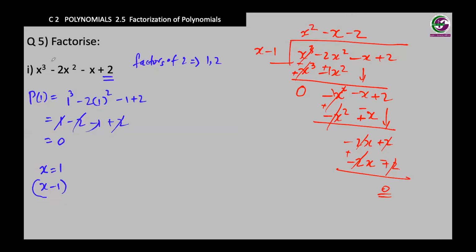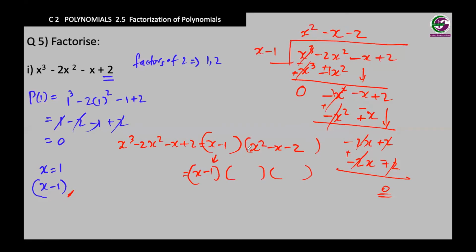So we can rewrite this polynomial x cubed minus 2x squared minus x plus 2 is equal to x minus 1, which is from here. And the other polynomial is the quotient that you get from the long division. Now again, you can see that there are two terms. So we have to convert it into two brackets. So we have x minus 1 as it is from here. And this can be separated into two brackets.